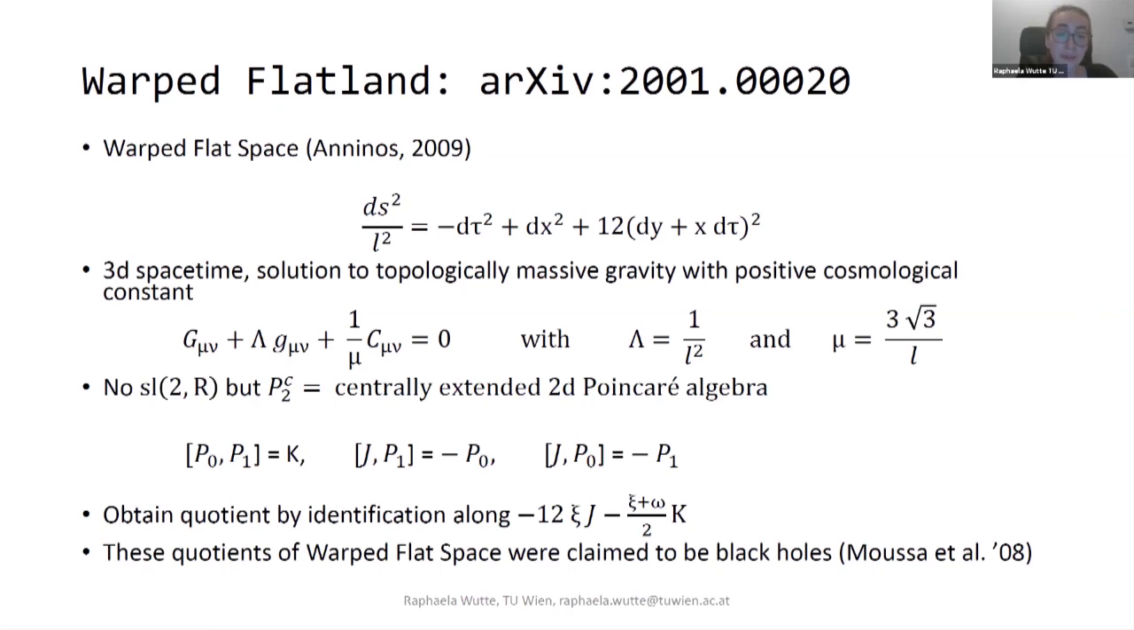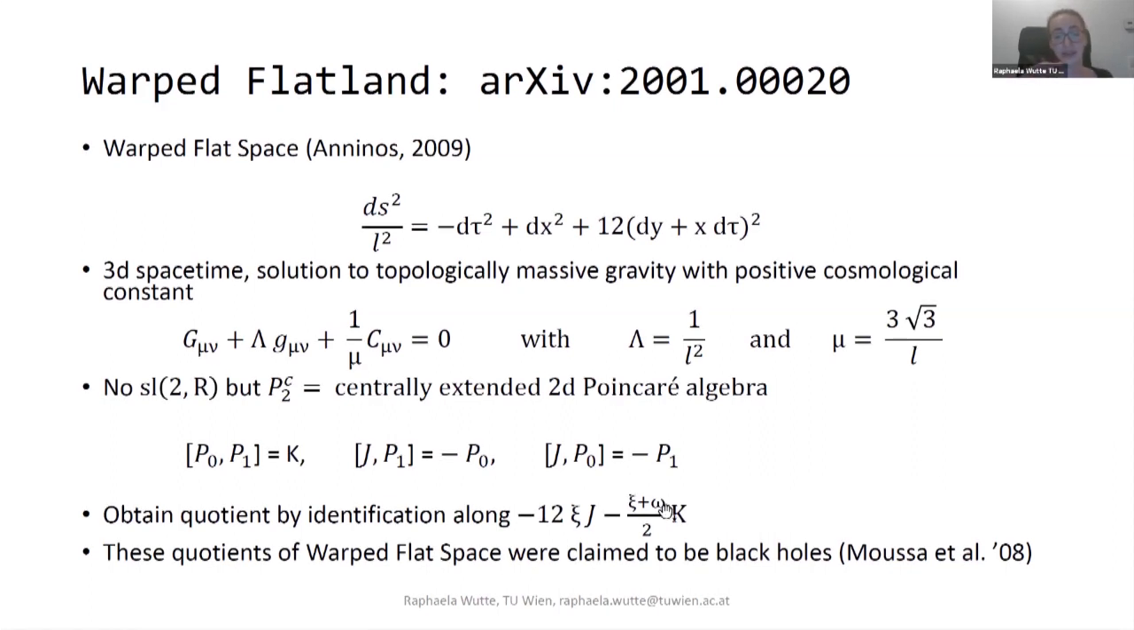And the symmetries of this metric are actually quite curious because they span the centrally extended Poincaré algebra. So we are in 3D, we have a positive cosmological constant, and what we have as isometries are the isometries of 2D flat space plus a central extension. And here you see P2C, where P0 and P1 are the translations, K is the central extension, and J is the boost.